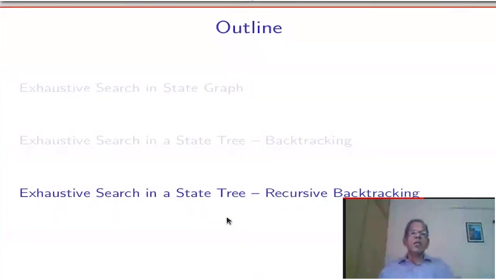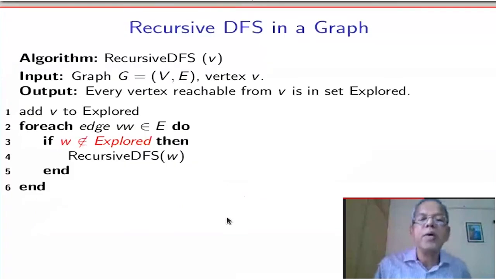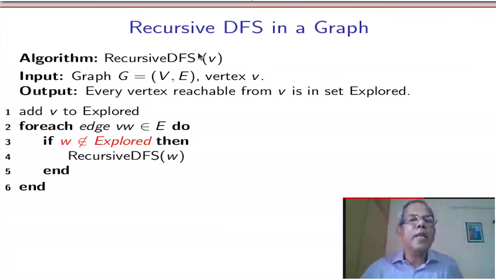Okay, and finally, exhaustive search in a state tree with recursive backtracking. Okay, I start with recursive DFS in a graph. I'm only recalling the algorithm. We have already seen that. Add vertex V to explored. Then we are discovering all the neighbors or adjacent vertices of V, for each edge VW in the edge set. If W is not already explored, then do recursive DFS on W itself.